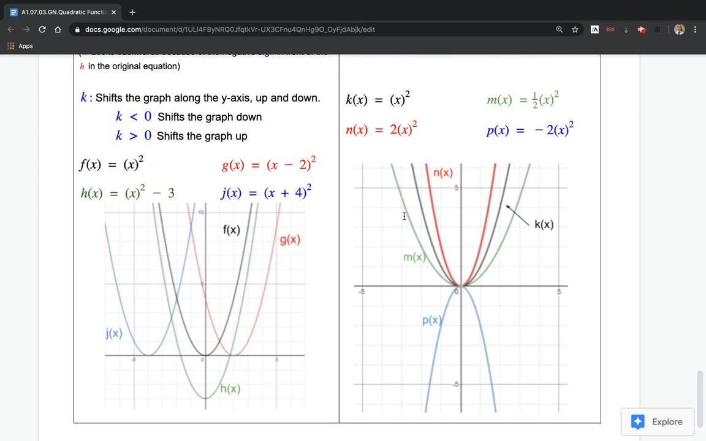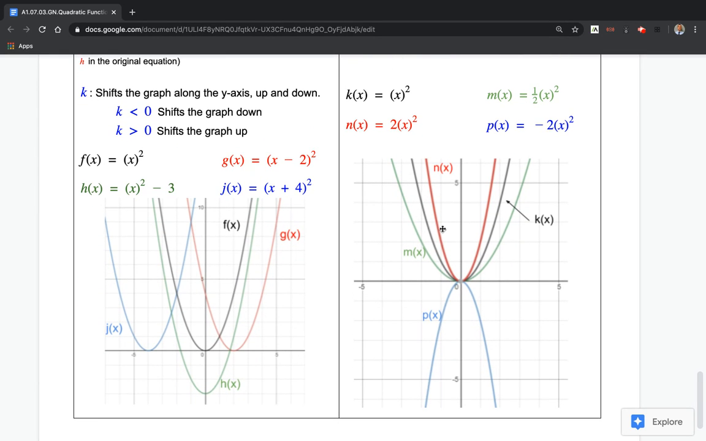Here we have a couple examples. So we still have that parent function. There's that black parent function right there, that's k of x. Then we have this green function, m of x is equal to 1/2 x squared. Here's the a value, which is 1/2. So this is where we have a vertical shrink. Our parent function normally looks like that. Now it's compressed closer to the x-axis. As we can see, it gets wider a little bit faster.